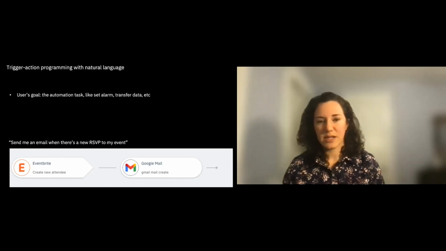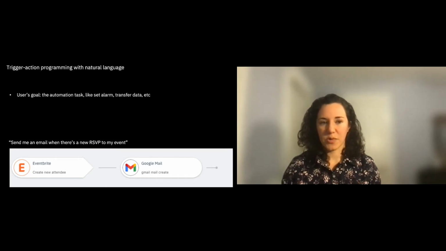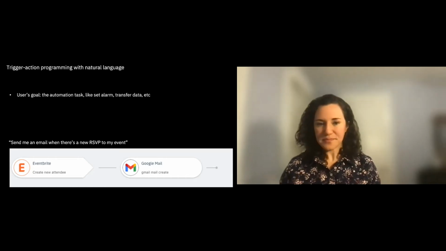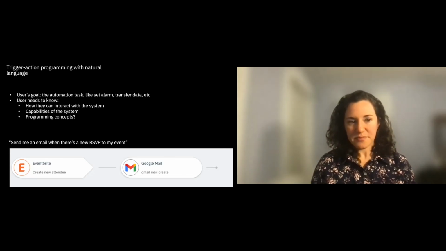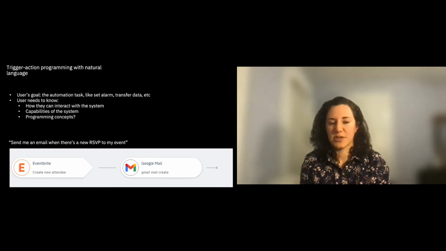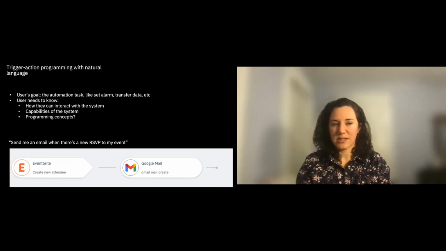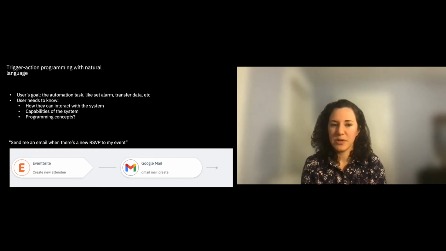Again, the user's goal is really this automation task. They want to set the alarm. They want to transfer the data. They want to make something happen more quickly. They want to automate something that they're having to do manually on a regular basis. But there are a lot of things that they don't necessarily know about this task, especially when we're dealing with natural language, because we've now abstracted this process to a whole other level. So how can they interact with the system? What kind of natural language does the system need? What are the capabilities of the system?